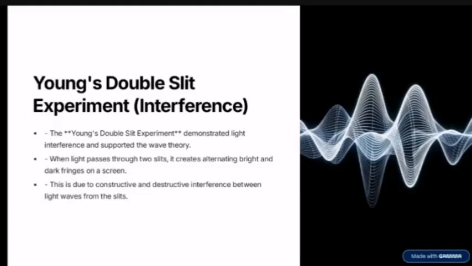I don't know if anyone has any question. Can you guys hear me? Yes, sir. No, I didn't really get the double slit.